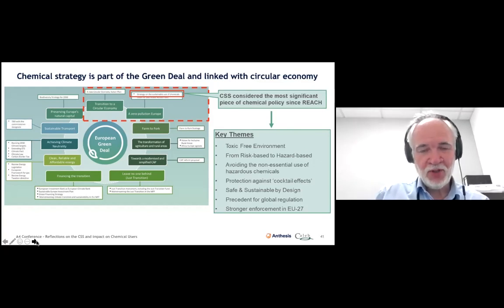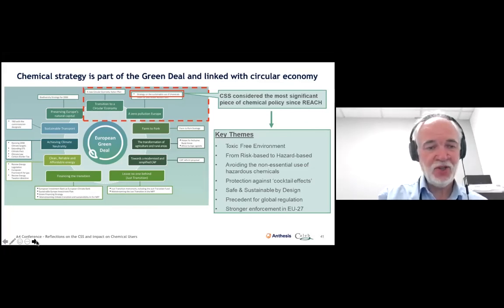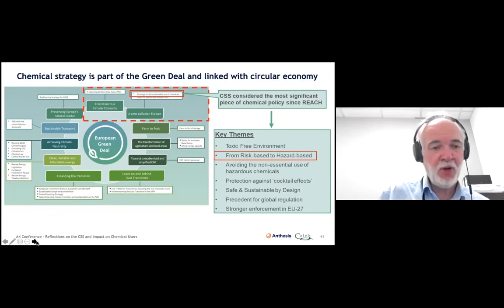But as you will see from what I'm going to present, it's actually stimulated an awful lot of discussion about the future structure of chemical policy in Europe. And there's no question about it that it's the most significant piece of chemical policy or proposed chemical policy since REACH. You can see the key themes here. I've listed a number. The main focal point is a toxic-free environment, obviously looking to ensure that hazardous substances are not getting into the environment. The simplest way to do that, of course, is to avoid them being in products in use in the first place. And so what we see is a move from risk-based to hazard-based approaches encapsulated within the strategy.